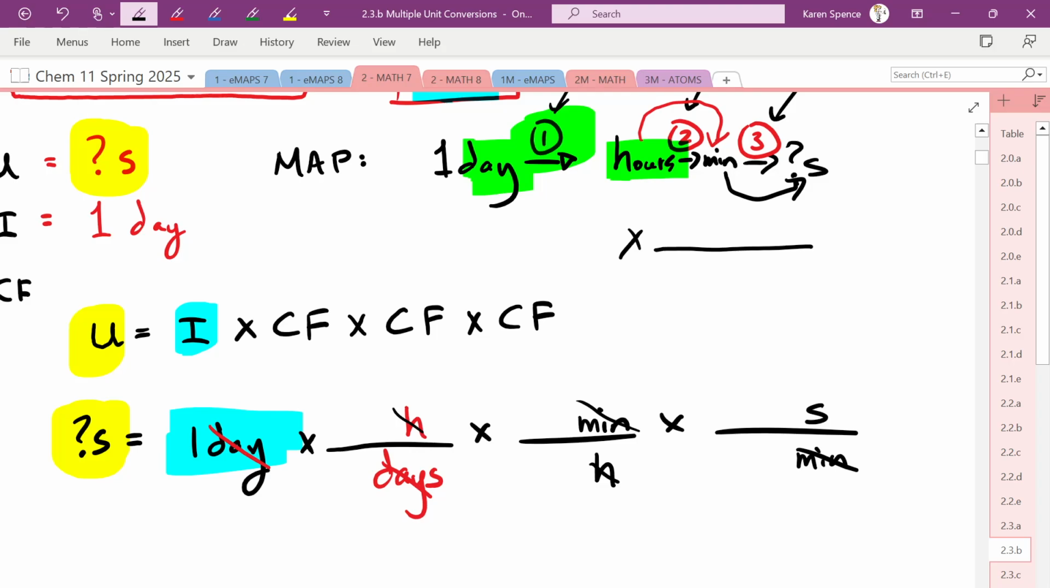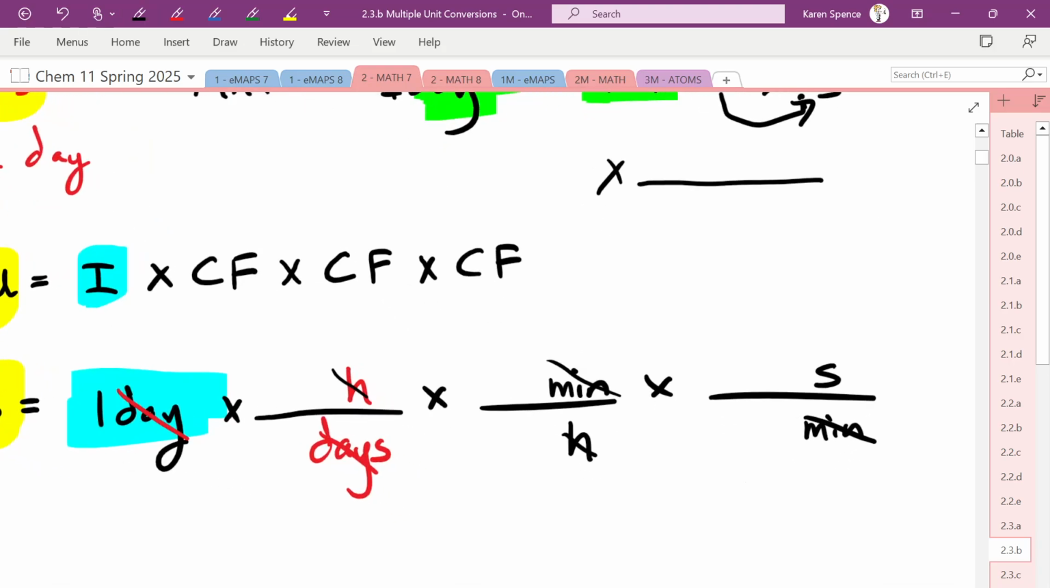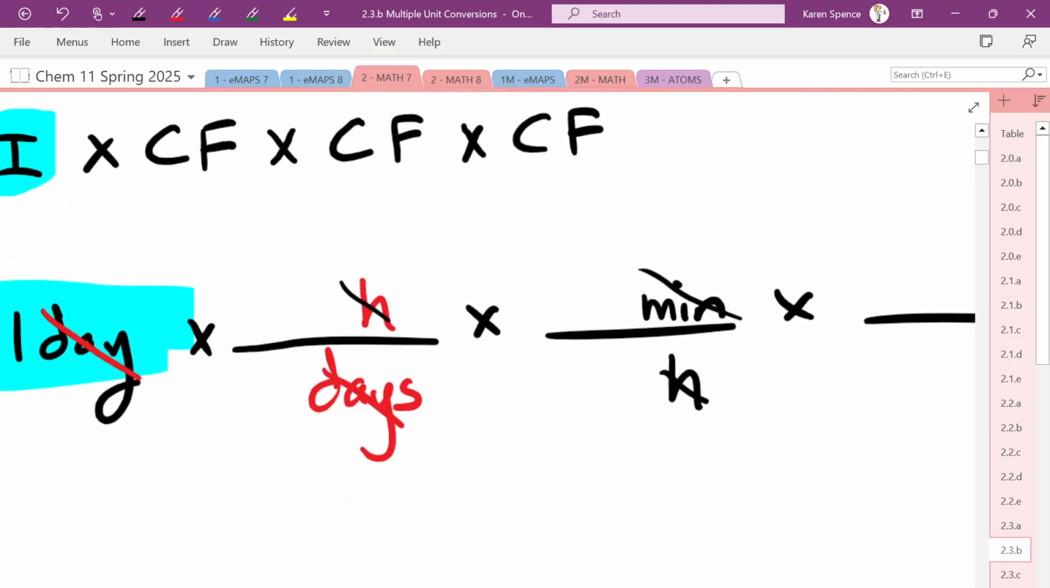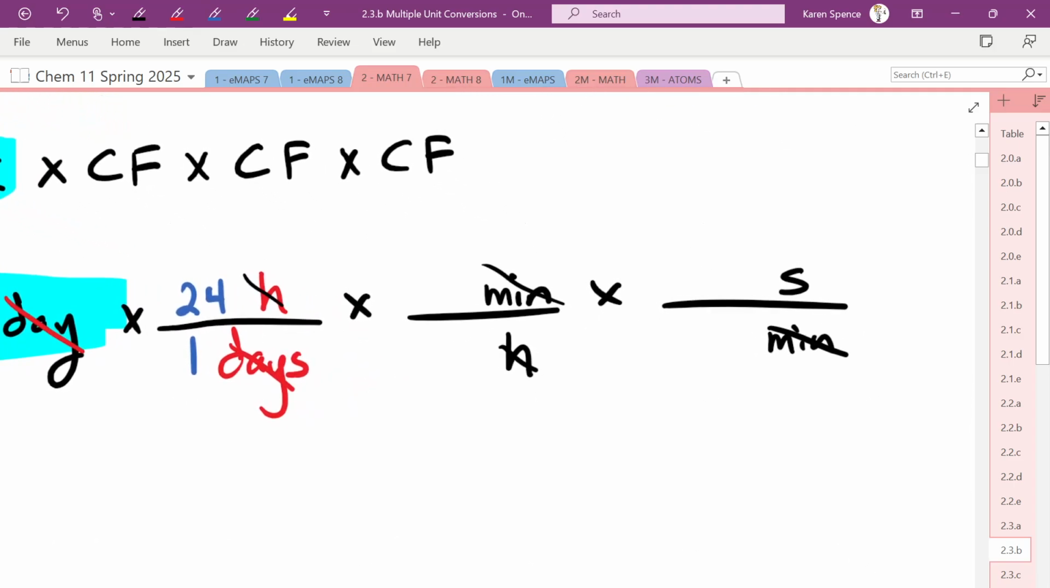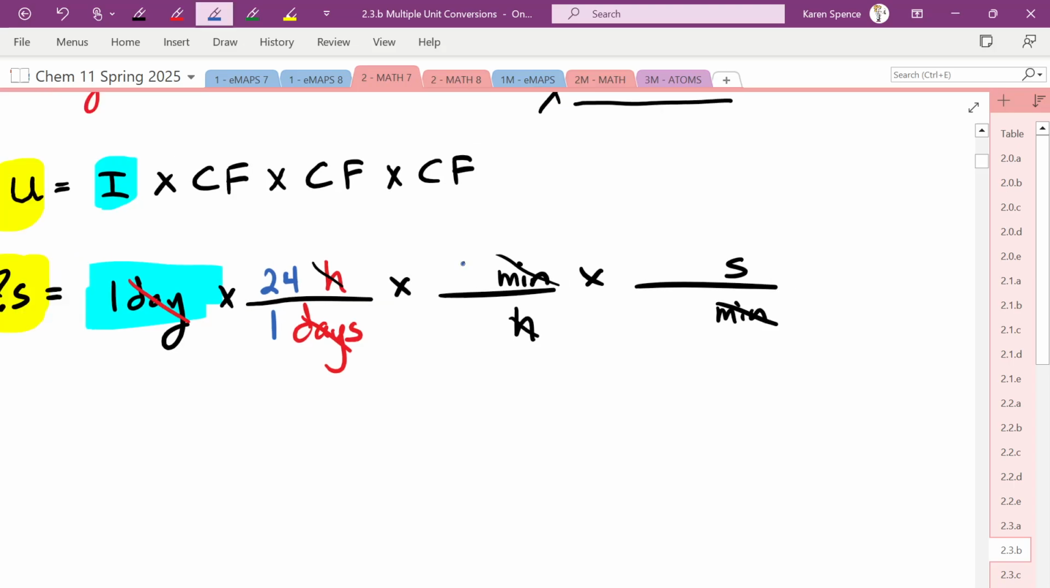And now you can go through and say, do I know the relationship between, say, hours and days? Yes, I do. How many hours are there in a day? 24 hours in 1 day. I also know that there are 60 minutes in 1 hour. Do you see how I left space in front of the unit so I can fill in my numbers? And I know that I also have 60 seconds per 1 minute.